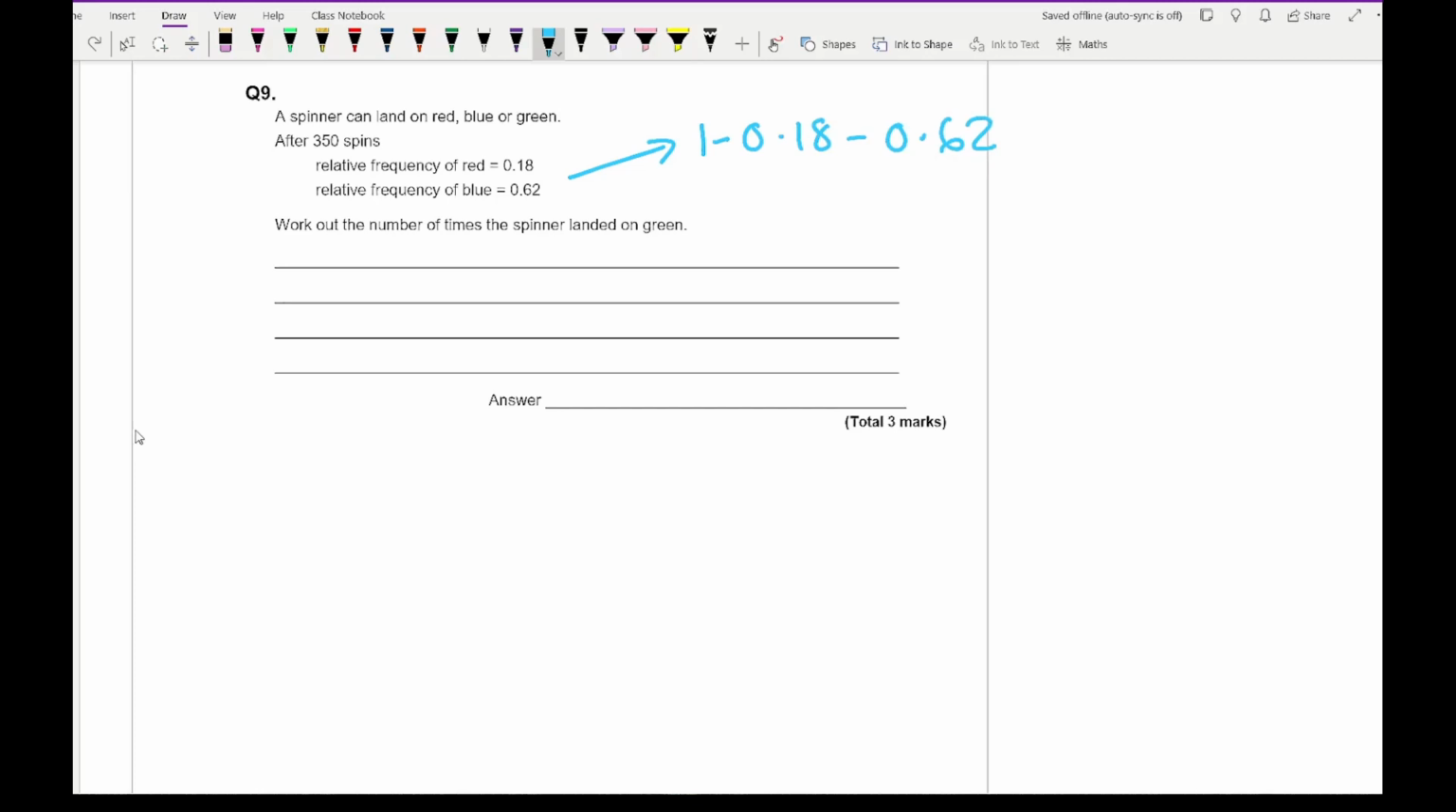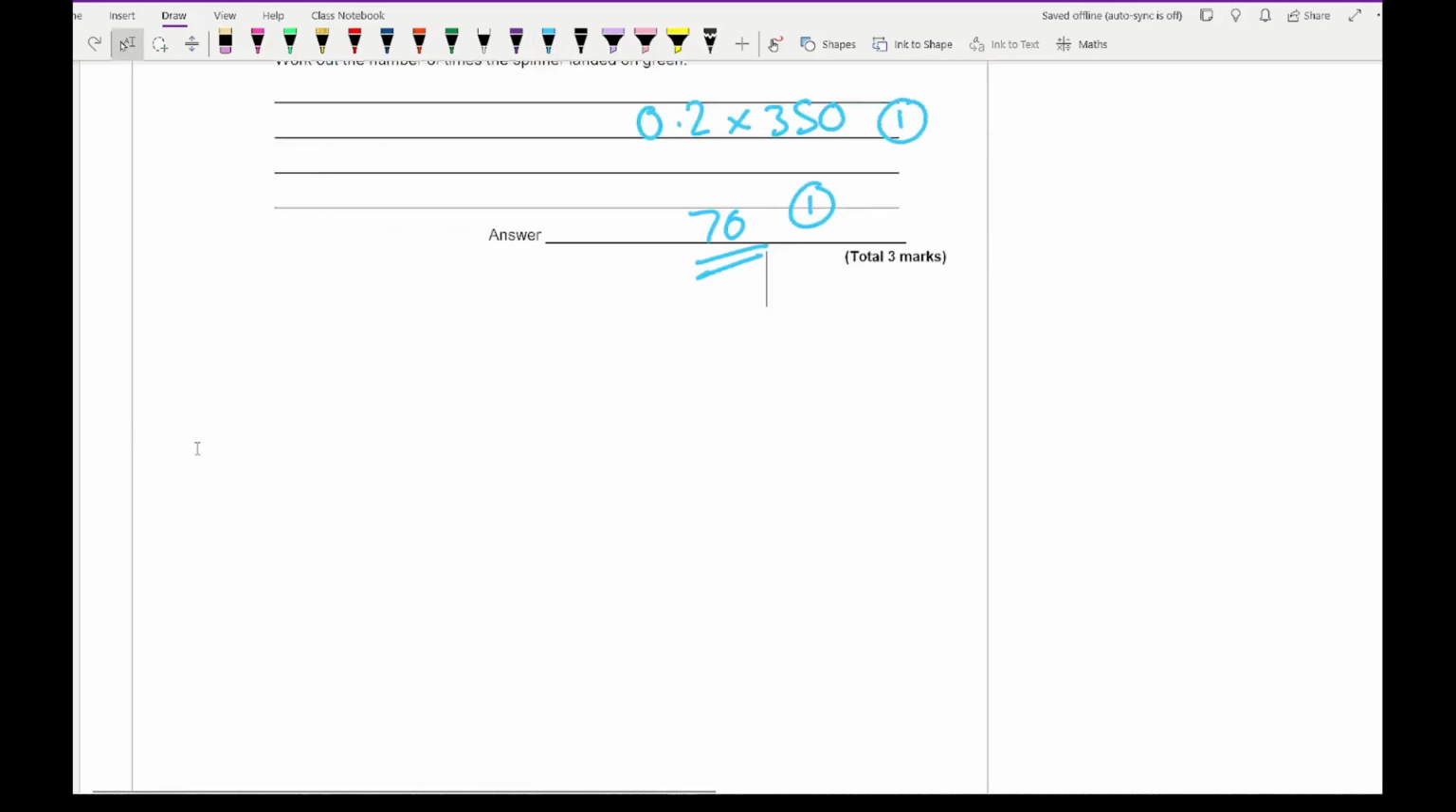Minus 0.62, and that leaves me with a fifth, which is 0.2. So then from this, I've just got to multiply 0.2 by 350, and that should give me an answer of 70. Now it's really important that you show your working out, so you get 1 mark for working out 0.2, 1 mark for multiplying the answer by 350, and then 1 mark for your final answer.